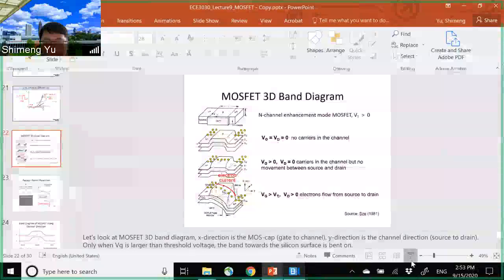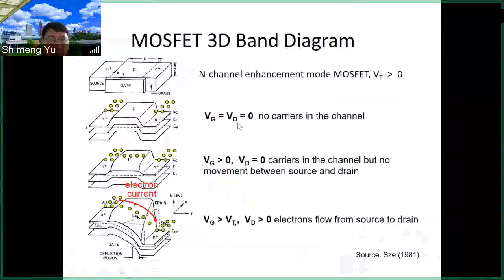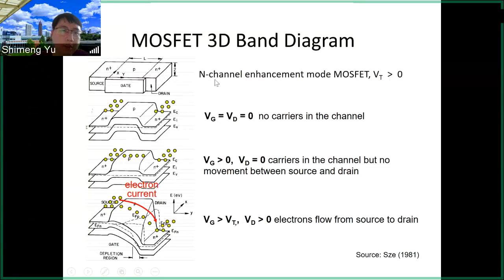Alright, next we are going to discuss the MOSFET from the band diagram point of view. We like band diagram, as you can tell in this course. So here we show the 3-dimensional view, and we show the MOSFET structure, but we rotate by 90 degrees. We lay down the MOSFET, and then we lay it down horizontally.